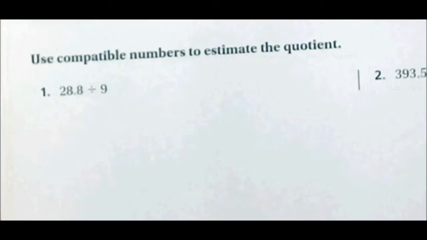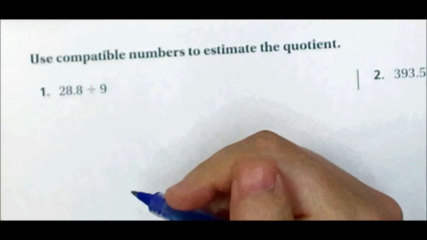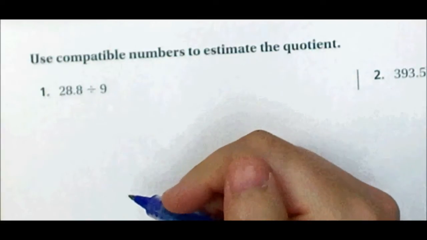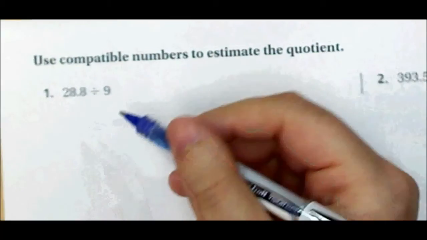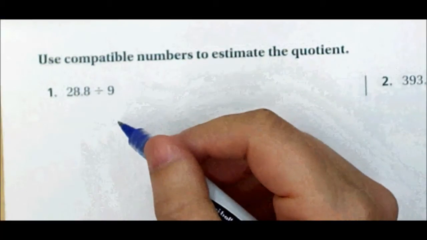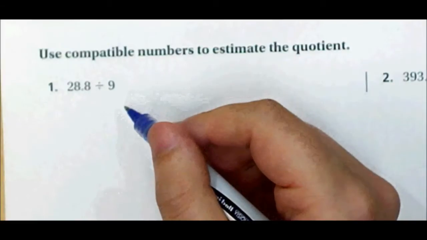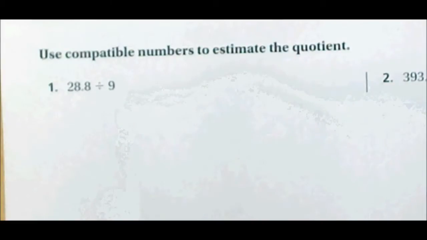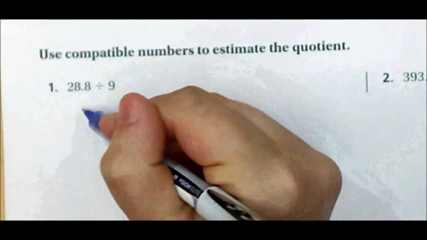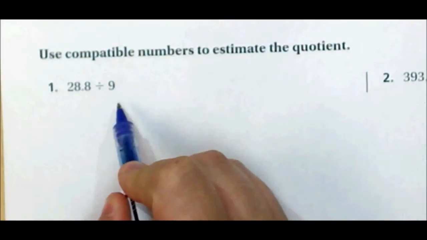I'm going to talk about how to estimate quotients. This is really similar to something we did in Chapter 2, except now we have decimals, but you'll find that they're really similar. It's a very similar process. Now I have both this video and the previous video on my website, so both of those should help with this. So I'm going to estimate 28.8 divided by 9.